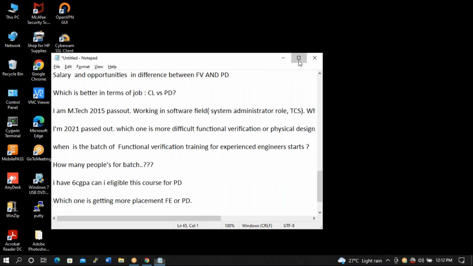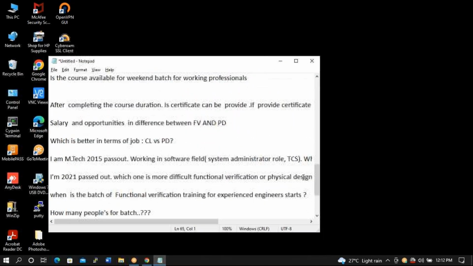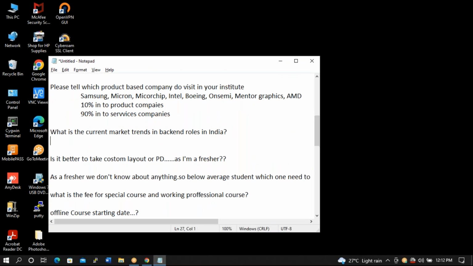So let's start with answering these questions. What are the current market trends in backend roles in India? There is nothing like current market trends.